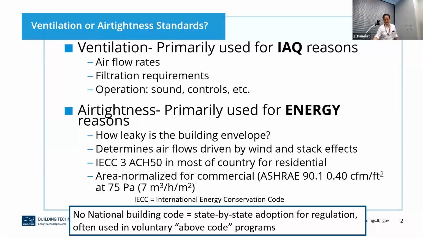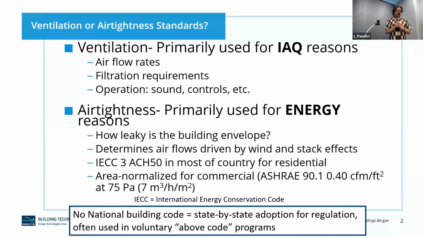Thank you. So I think a key thing here is that in the US anyway, we have this idea that ventilation is primarily about indoor air quality, right? How do we achieve good indoor air quality? We talk about things like airflow rates, filtration requirements, operational issues like how noisy is your fan, how well is it controlled, and so on.